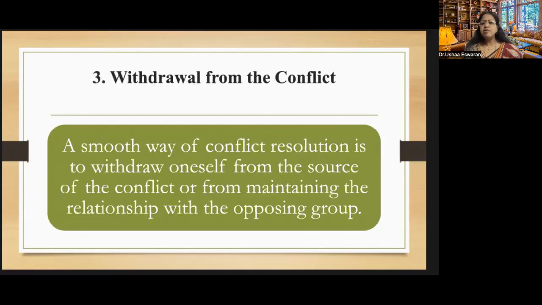Third one is withdrawal from the conflict. So a smooth way of conflict resolution is to withdraw oneself from the source of the conflict or from maintaining the relationship with the opposing group. Okay, you have a conflict, you have a difference of opinion, you're fighting. So you have to make sure why you should go into such an unfavorable condition. Withdraw yourself from that person or from that conflict and go ahead, move on.